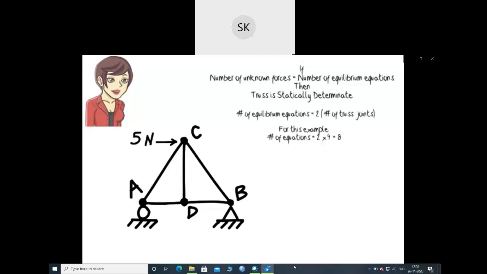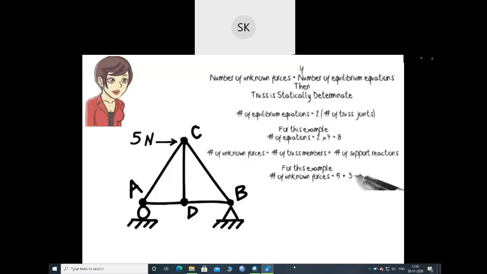But what about the number of unknown forces? The total number of unknown forces in a truss equals the number of its members plus the number of its support reactions. Here, the truss has 5 members. Each member carries an axial force which needs to be determined. So, there are 5 unknown member forces. Further, since the structure rests on a pin and a roller, there are 3 unknown reactions. The pin provides 2 reactions, and the roller has 1 reaction.